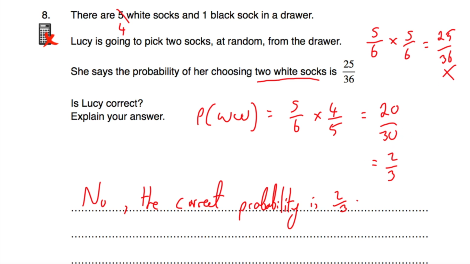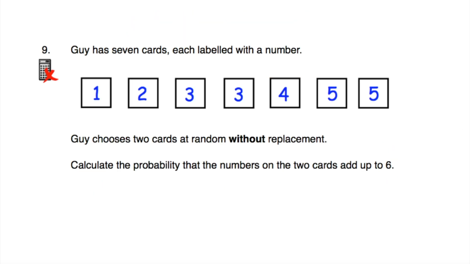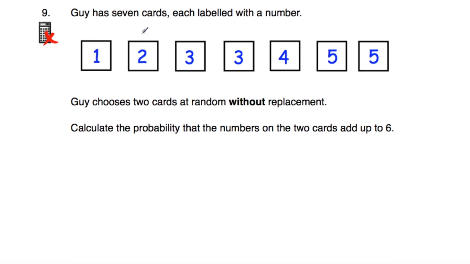Okay, let's look at our next question, question number 9. Question number 9 says, Guy has got 7 cards, each one's labelled with a number. So we've got these 7 cards and they've got the numbers 1, 2, 3, 3, 4, 5 and 5. And Guy's going to choose 2 cards at random without replacement. So he's going to take a card and then he's going to take another one without putting the first one back. And the question says, calculate the probability that the numbers on the 2 cards will add up to be 6.